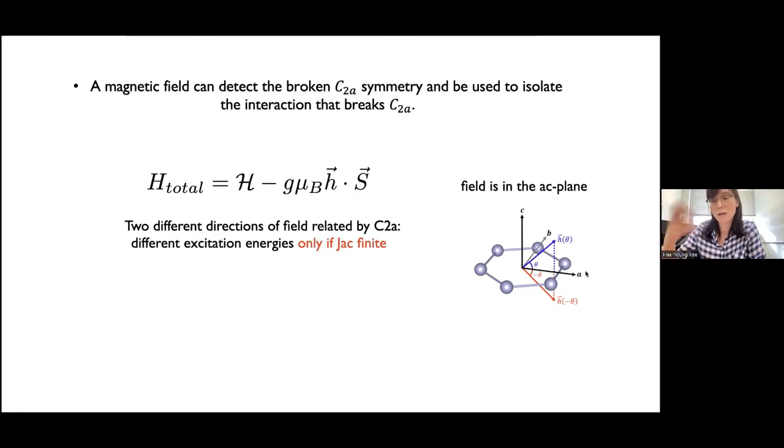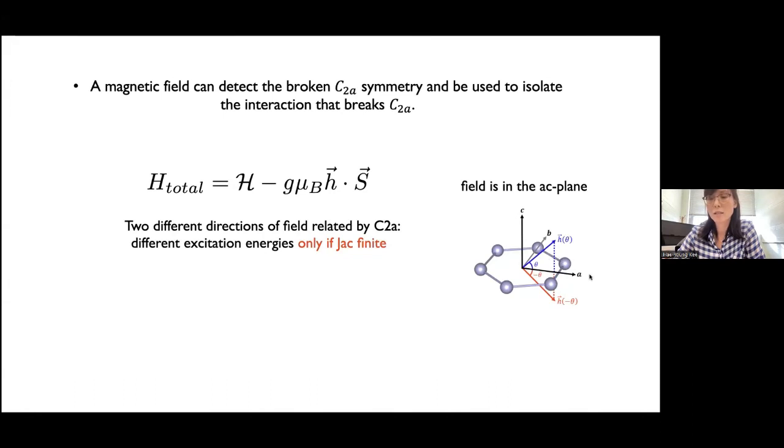That's just for the other symmetry we don't want to impact. So I'm going to put a magnetic field along the AC plane. Use the two different fields. One is above the plane, and the other is below the plane.